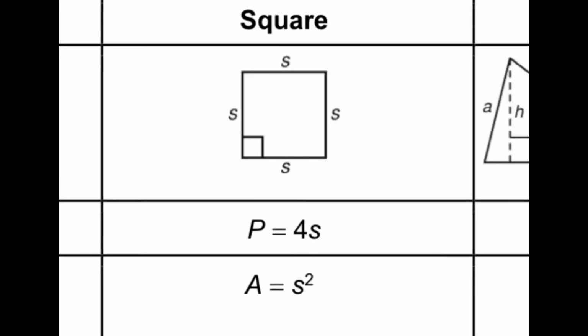For a square, all four sides are the same length, so instead of adding them all up, we can just take the side length times 4 to find the perimeter. And the area is just s squared. Since length and width are the same, you could still think of it as length times width if you wanted to.